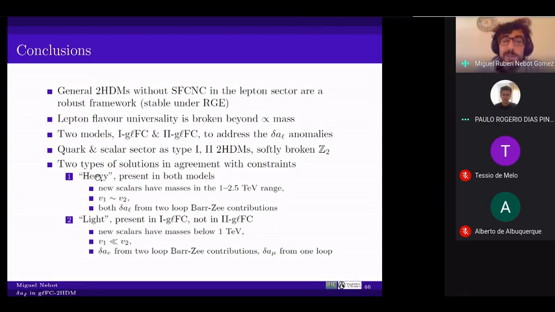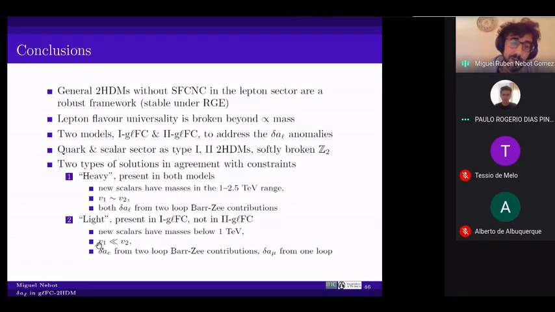One, let's say, heavy masses, similar vacuum expectation values, that is tan beta around 1, and two-loop contributions giving both the anomalies, and a more peculiar exotic solution in which you may have light scalars. This is only available for one of the models.